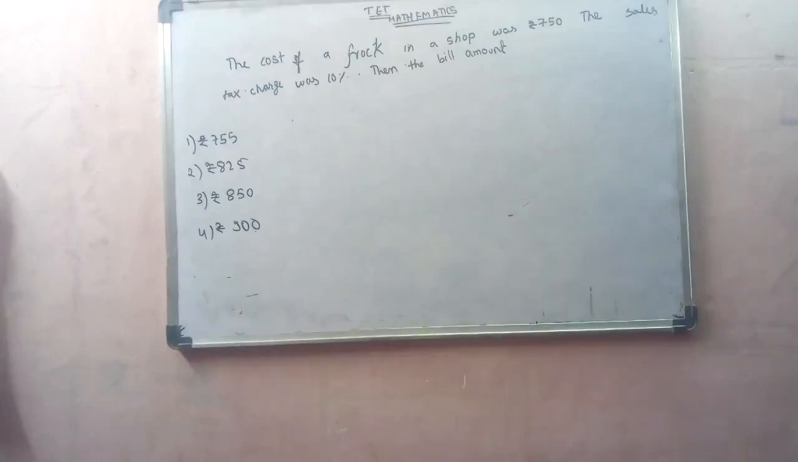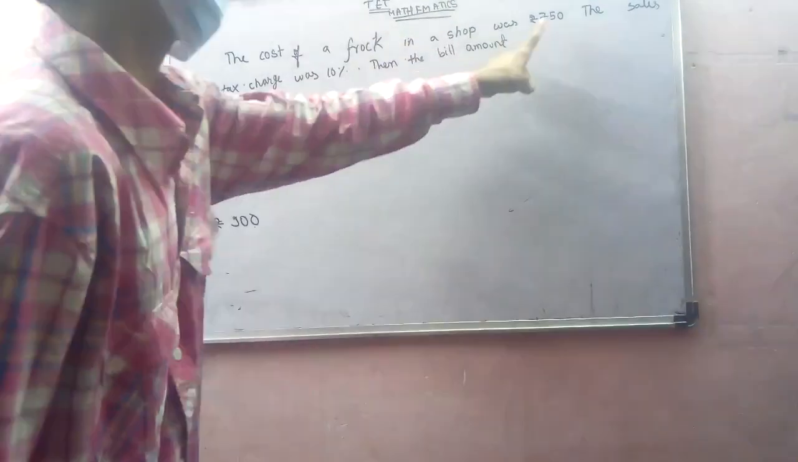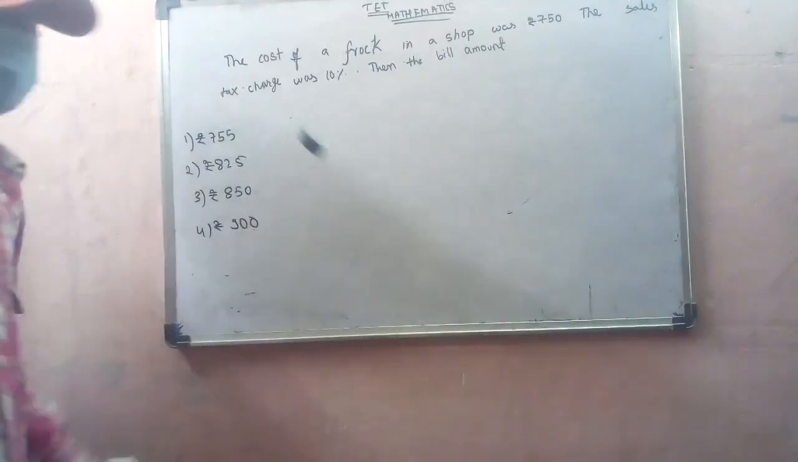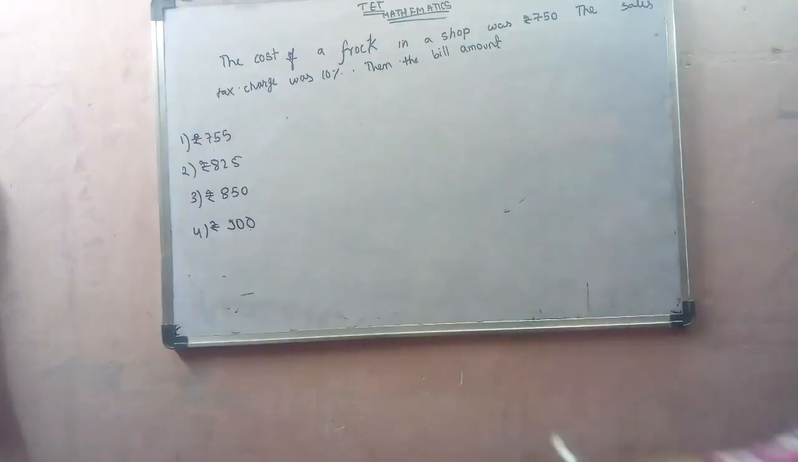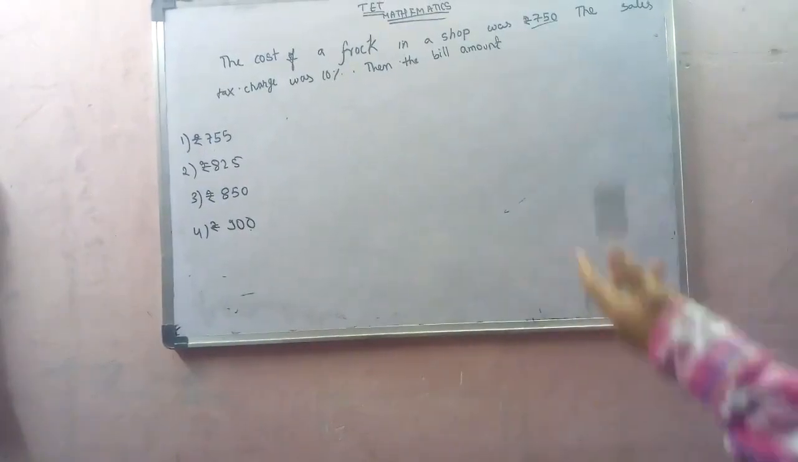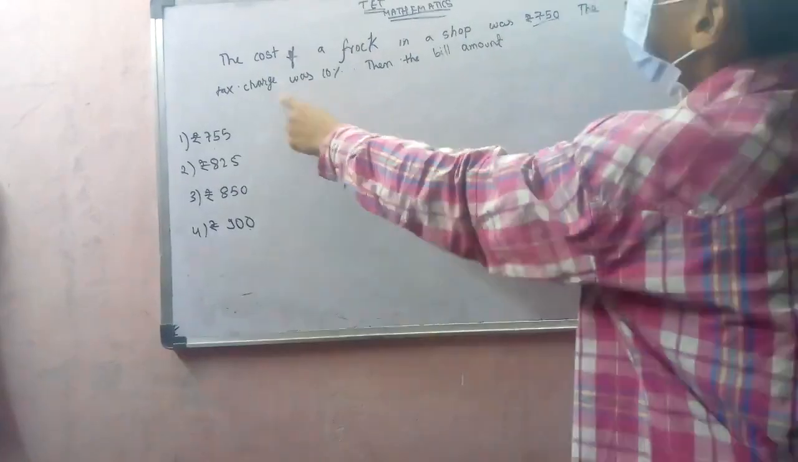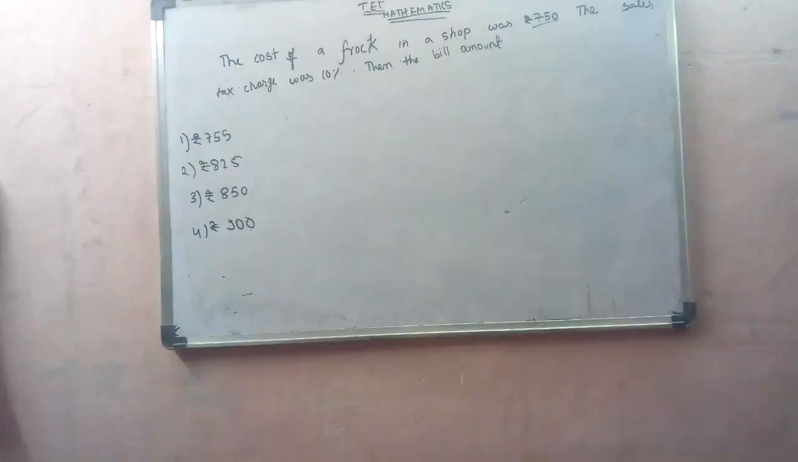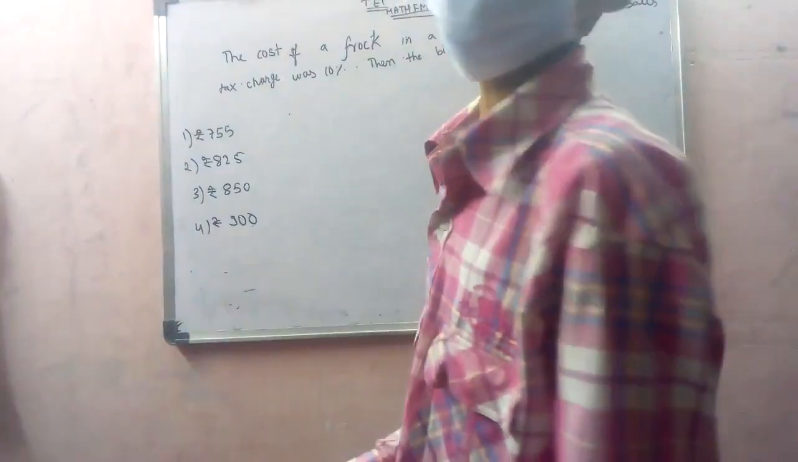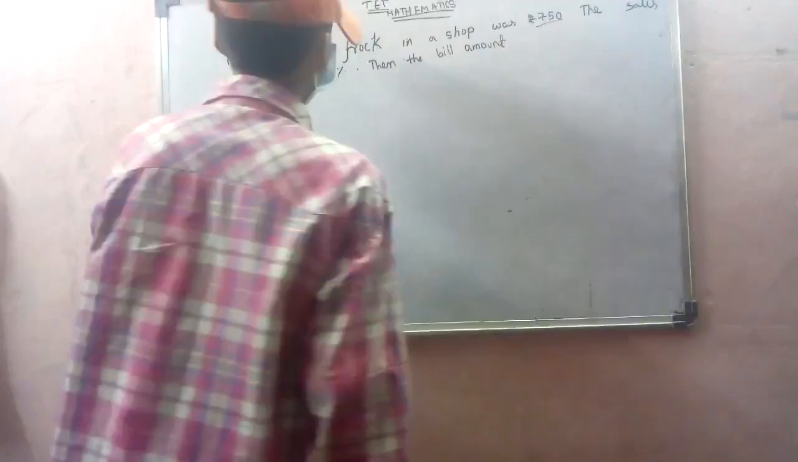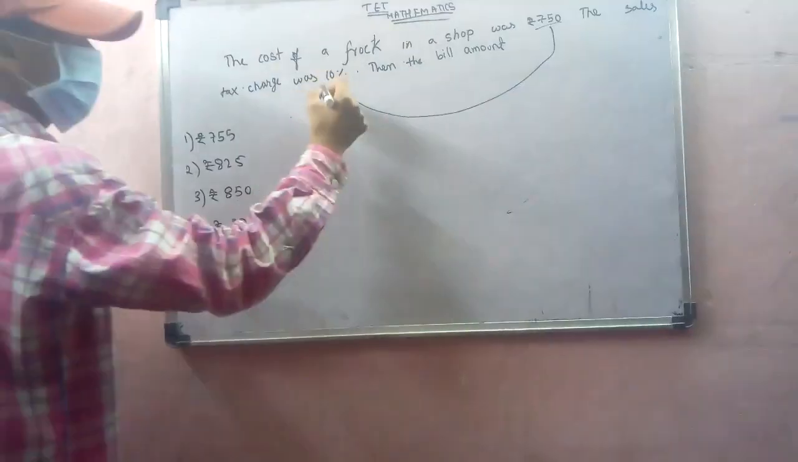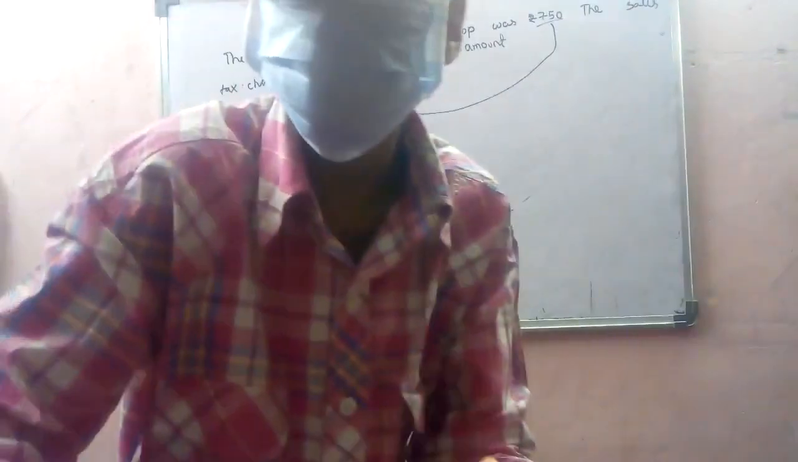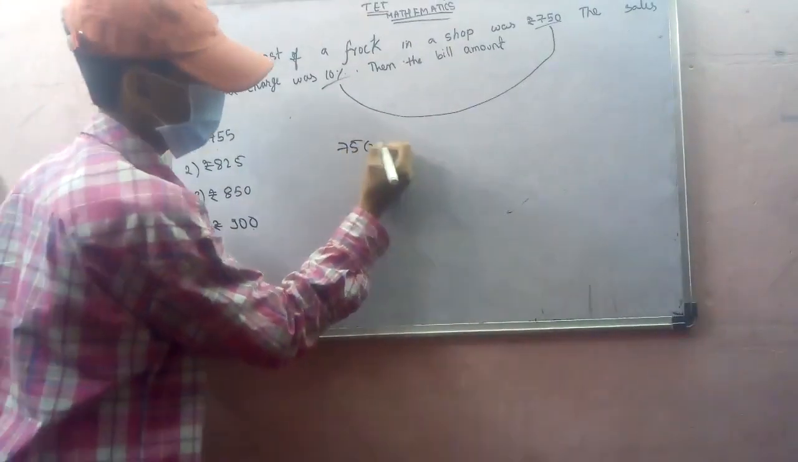Now see here. The cost of a frock in a shop was rupees 750. The sales tax charge was 10%. Then the bill amount is. So see here how to do this. First rupees 750, and here what is the tax charge? 10%. 10% means 750 into 10 by 100.